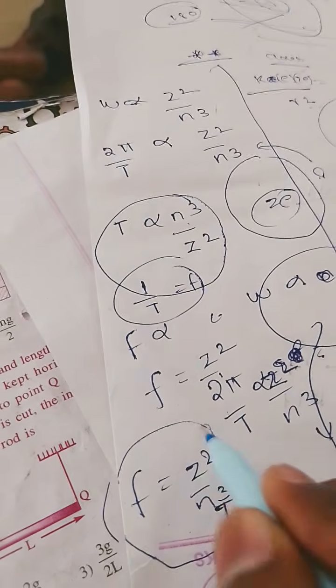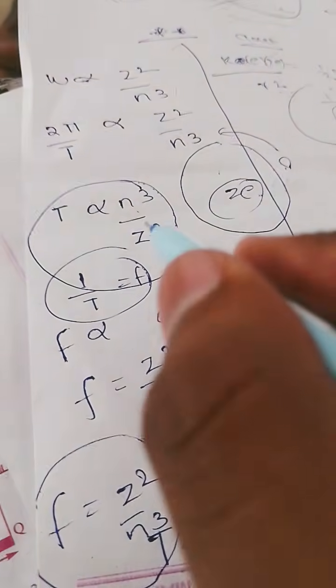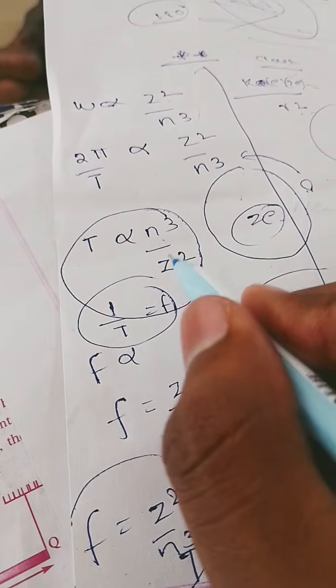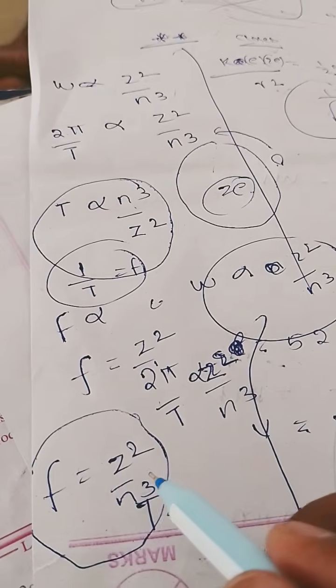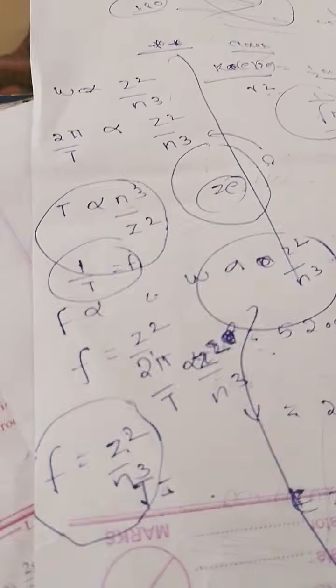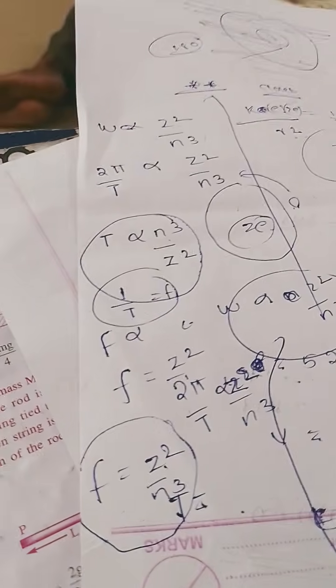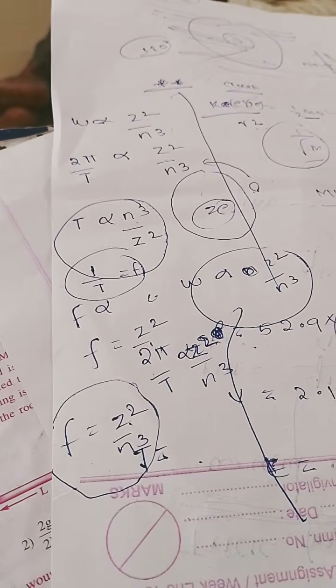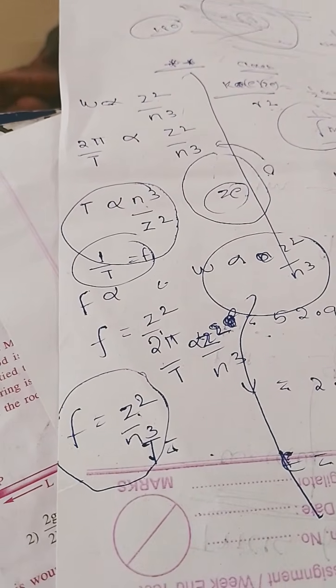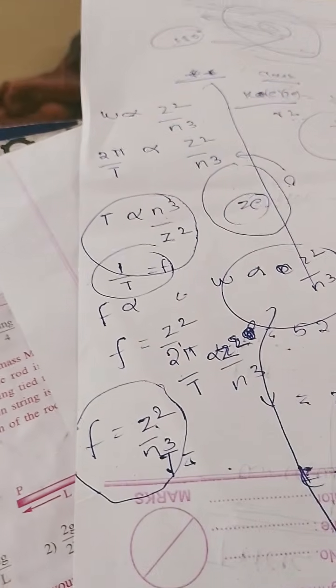How to remember this? See, in energy terms we wrote n square by z square. For energy we write minus 13.6 into z square by n square. For frequency we have to write z square by n cube.